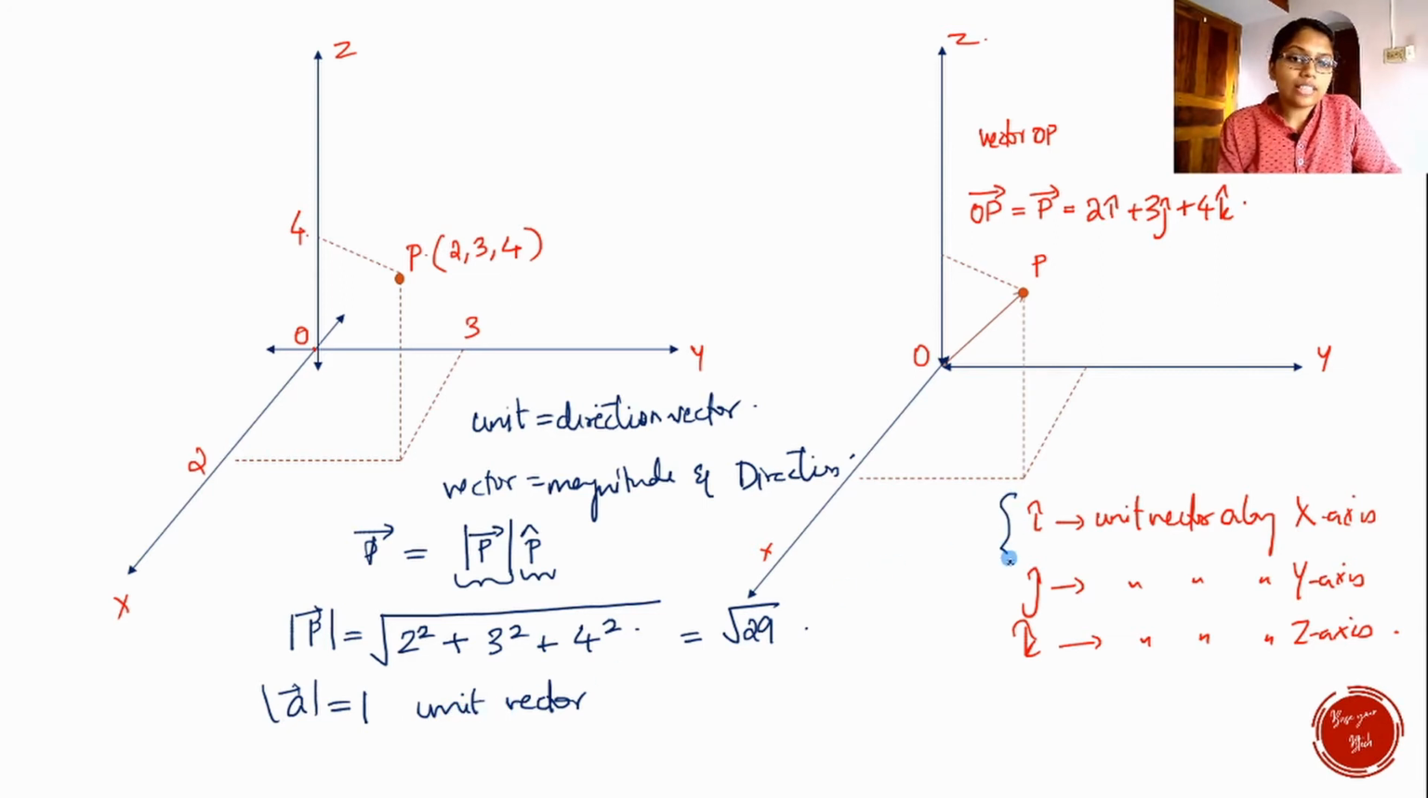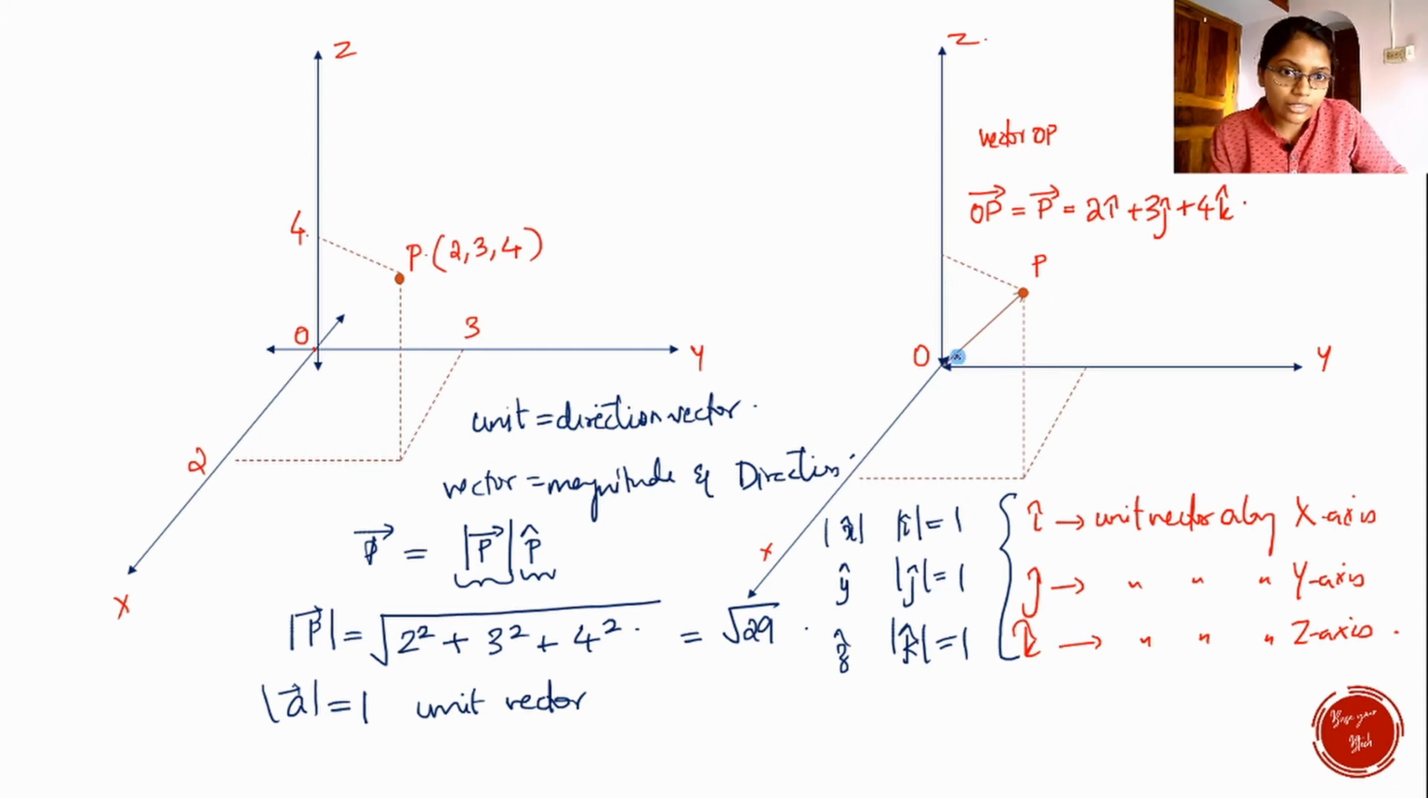So all these i cap, j cap, k cap have a magnitude equal to 1, that is simply mod i cap equal to 1, mod j cap equal to 1 and mod k cap equal to 1. Also we can write this i cap as x cap, because it is the unit vector along the x direction, and also y cap along the y direction and z cap along the z direction, just like this p cap is along the p direction, that means this is your p vector direction. So when I take a unit length, then it becomes p cap.